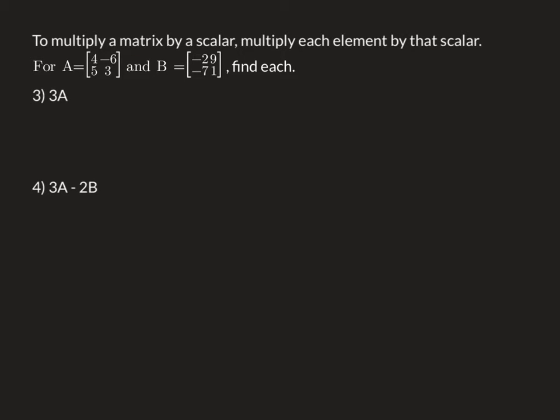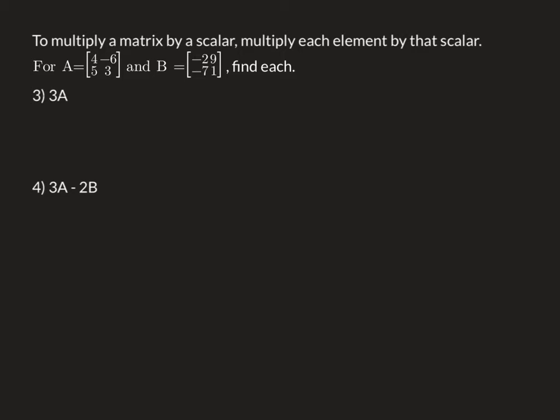On this page, we're going to talk about multiplying matrices by a scalar. And so to do that, when we say a scalar, that means we're just going to scale the matrix up or down depending on what we multiply it by. And we simply just take each element in the matrix multiplied by the scalar.